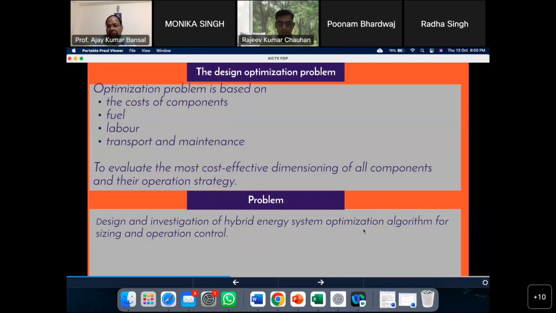It will include the fuel requirement, then the labor cost associated with operating components or energy sources available for maintenance and running, and the transportation and maintenance cost associated with them. Our main aim of hybrid energy system optimization is to evaluate the most cost effective dimensioning of all components and their operational strategies. So this is the major design problem associated with hybrid energy systems.